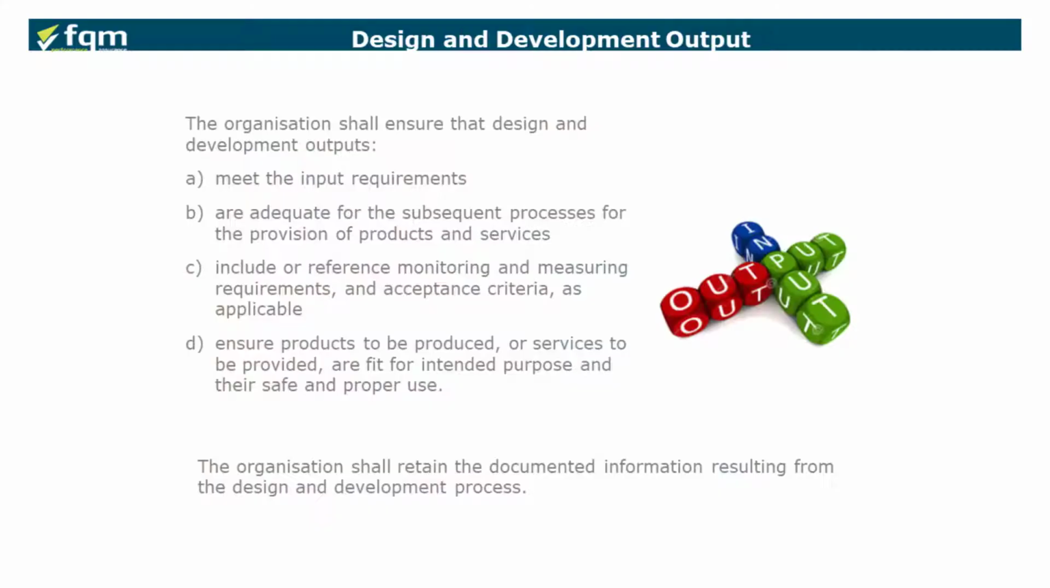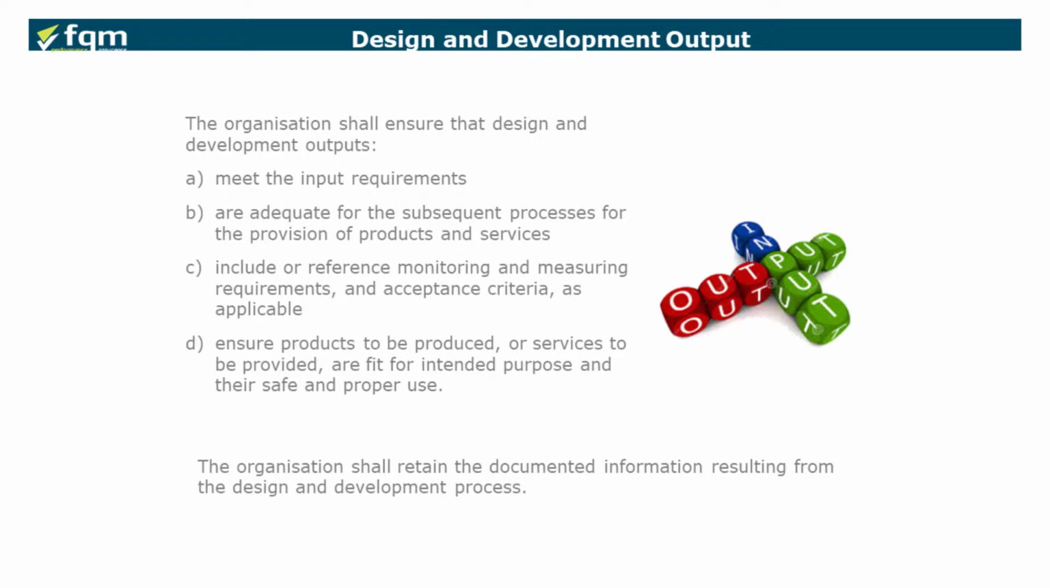So the output, of course, is relative to the input and the controls. Did we meet the requirements of what we expected to achieve? Do we have adequate and subsequent processes for the provisions? Do we have to make adjustments and changes? And also, is there additional monitoring and measurement that we have to do to meet the acceptance criteria? Are they fit for the intended purpose? And are they safe and proper for use?